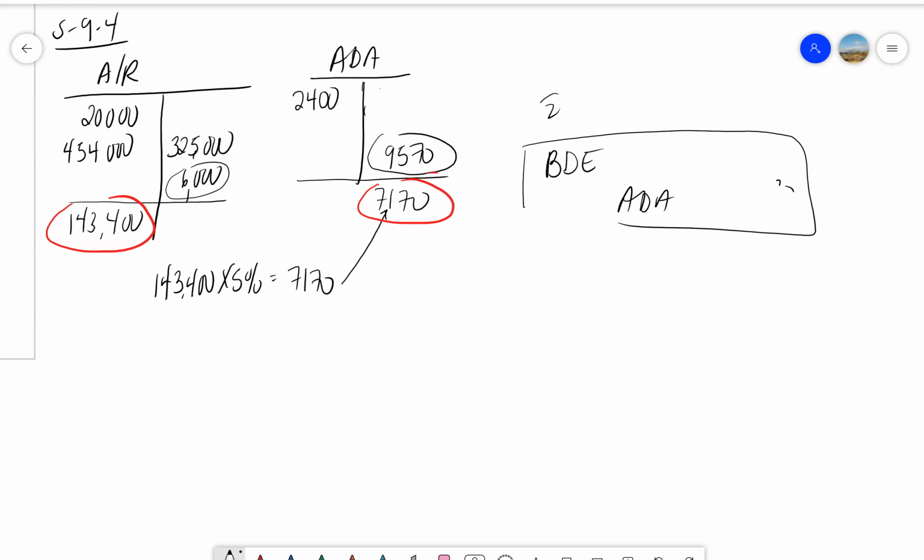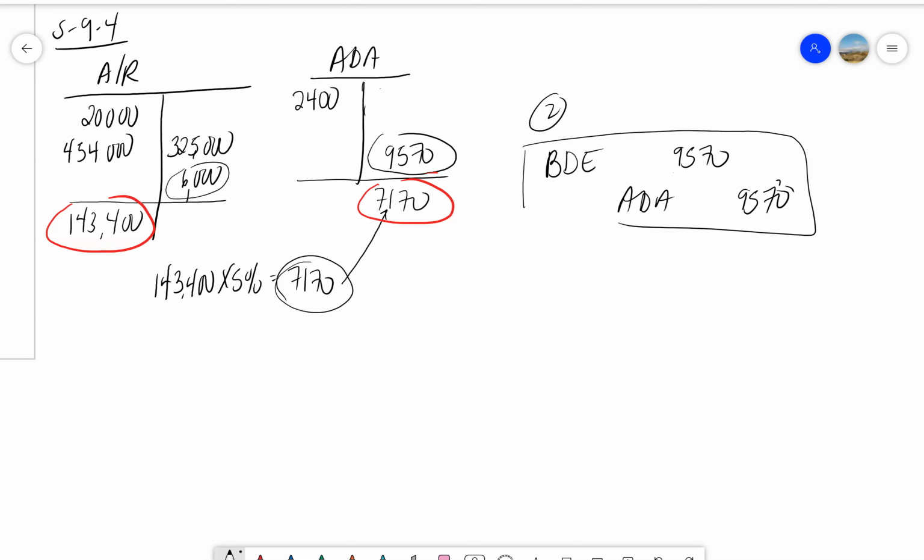9,570. So for part two of the question, our adjusting journal entry is going to be a debit to bad debts expense, 9,570, and a credit to our allowance for doubtful accounts of 9,570. So that's an example of how the percentage of accounts receivable method works. The number that we calculate, again, is the target balance in our allowance for doubtful accounts.